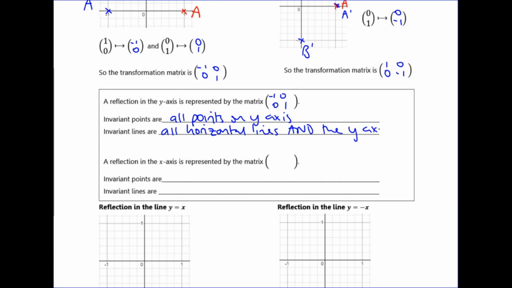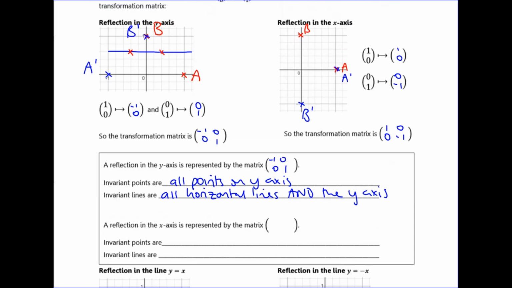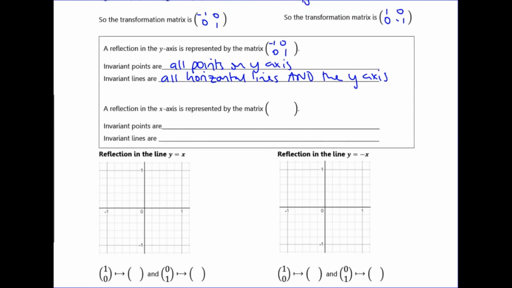and the y-axis itself. If you reflect the y-axis in the y-axis, it's the same. The y-axis happens to be a line of invariant points. So a line of invariant points is also an invariant line, but not all invariant lines are lines of invariant points. For reflections in the x-axis, this is represented by 1, 0, 0, minus 1. Similarly to the reflection in the y-axis, invariant points are anything on the x-axis.